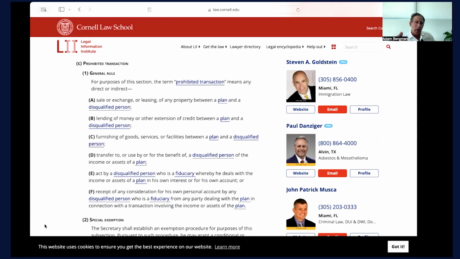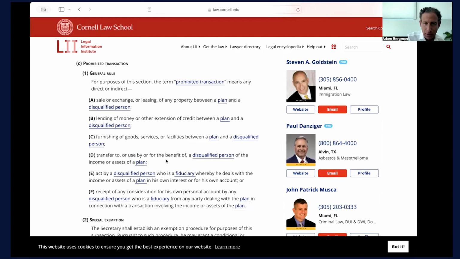He said, what are you talking about? Look at 4975E. I own less than 50%. There's no disqualified person here. I win. And they said, well, actually, no, you don't win. It's your responsibility to prove that you did not directly or indirectly benefit. And they use D to say transfer to or use by for the benefit of a disqualified person.